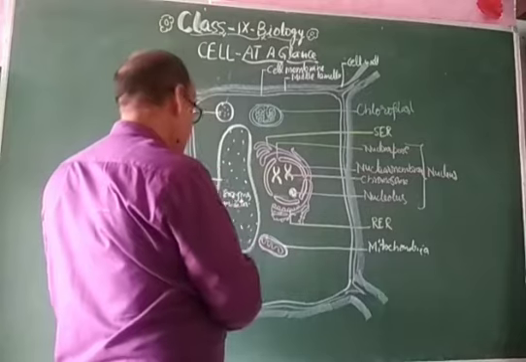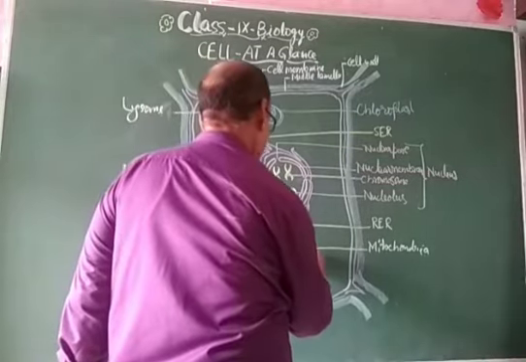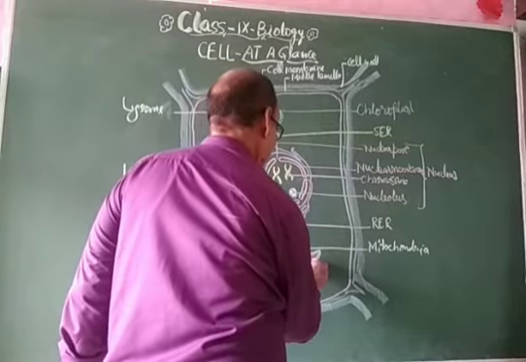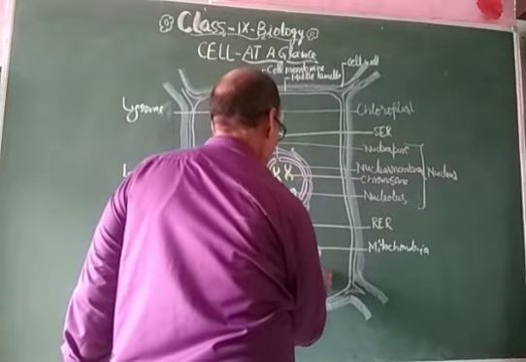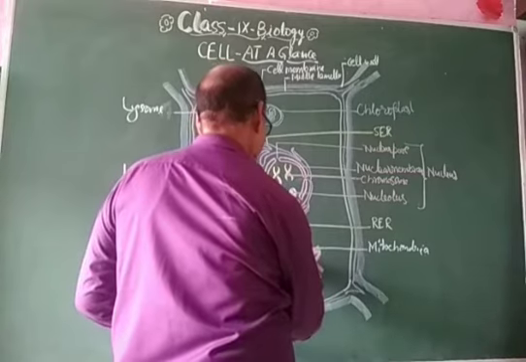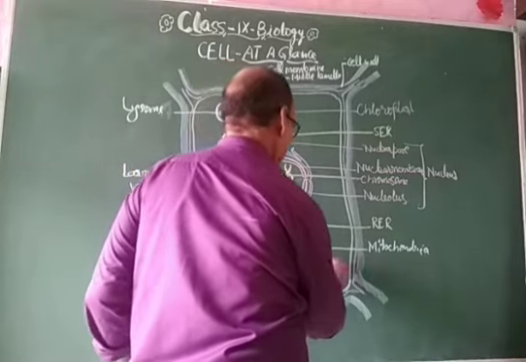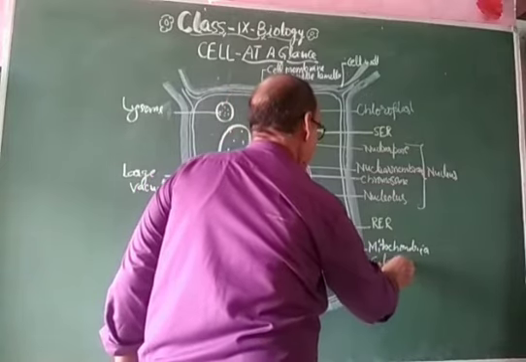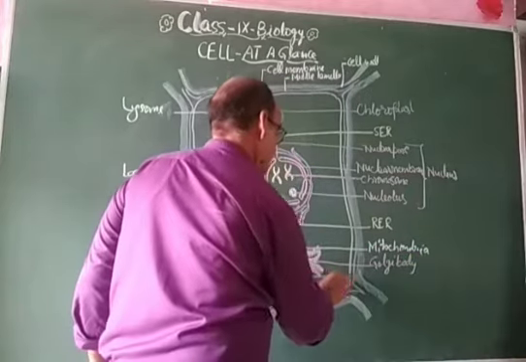Apart from this, there is the Golgi body. So Golgi body just like this structure. Golgi body or Golgi apparatus, and these are the recycling. This is found in the animal cell again. Golgi body vesicles.